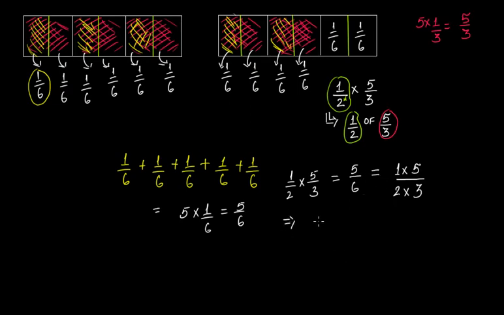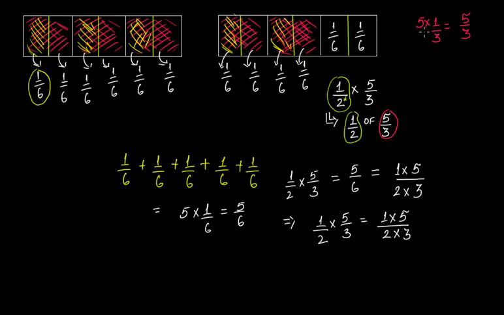Therefore, 1/2 times 5/3 is equal to 1 times 5 over 2 times 3. That is, whenever you are multiplying a proper fraction with an improper fraction, all you have to do is simply multiply the numerators together, divided by the denominators together.